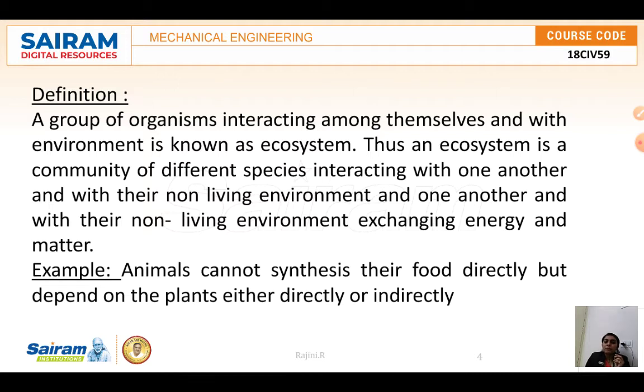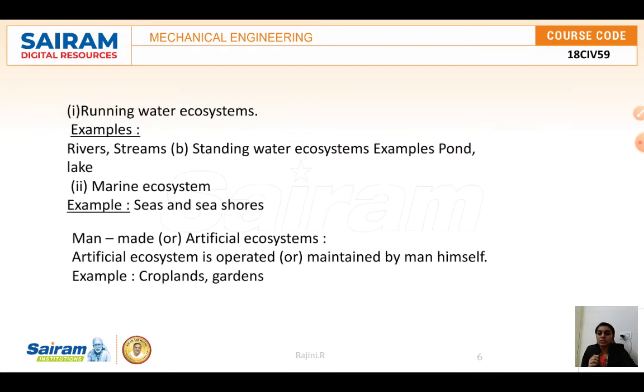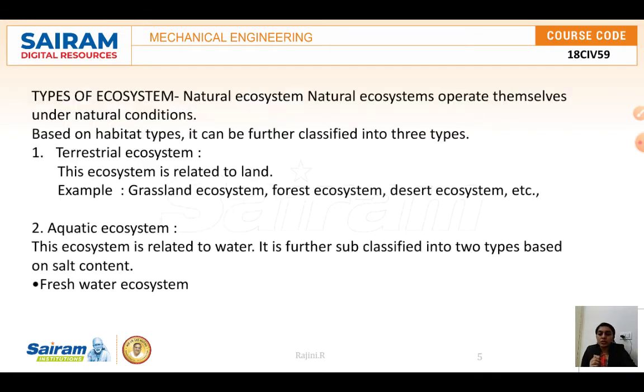An ecosystem may be a combination of biotic, that is living, and abiotic components, which we will see in the next slides. Before that, the types of ecosystem: terrestrial ecosystem and aquatic ecosystem. Natural ecosystems operate by themselves under natural conditions based on habitat types. They can be further classified into three types: terrestrial ecosystem, aquatic ecosystem, and marine ecosystem.